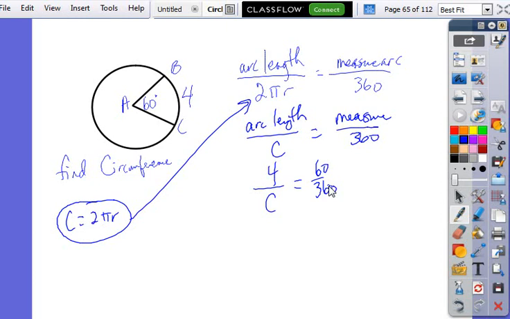All right, so I would cross multiply and get 60C equals 4 times 360. Is that the 1440? 1440, and you get 24. And I had asked Rob to do that. 24? All right.